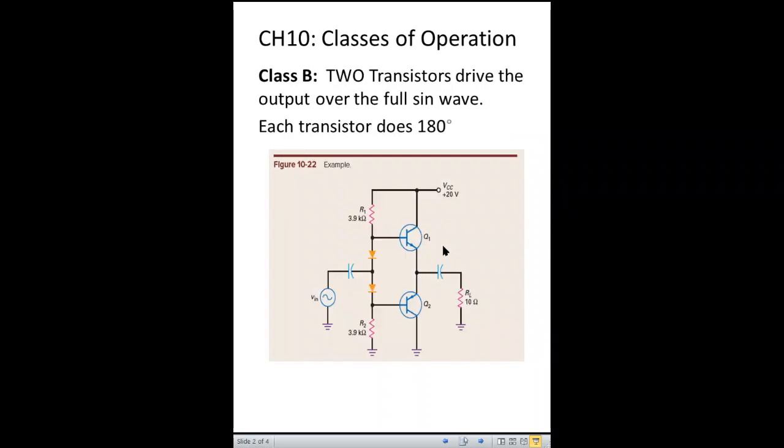In a class B amplifier, we have two transistors that drive the output over the full sine wave. So each transistor does about 180 degrees of conduction. But when there's no signal, they're both pretty much off. So if you don't have a signal going in, the class B doesn't dissipate a lot of power.